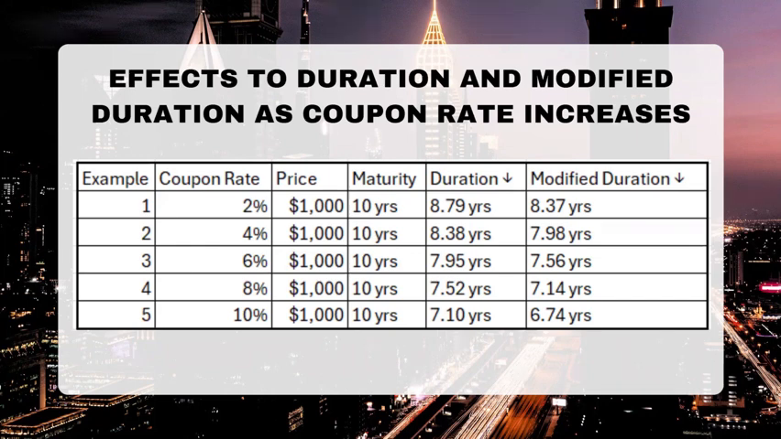So as you can see in example 1, coupon rate 2%, price $1,000, maturity is 10 years, the duration is 8.79 years, and modified duration is 8.37 years. In example 2, coupon rate is 4% and price and maturity stay the same. The duration decreases from 8.79 years to 8.38 years, and the same with the modified duration, going from 8.37 to 7.98 years. And we see that this continues for duration going from 8.38 to 7.95 to 7.52 to 7.1, and modified duration going from 8.37 to 7.98 to 7.56 to 7.14.